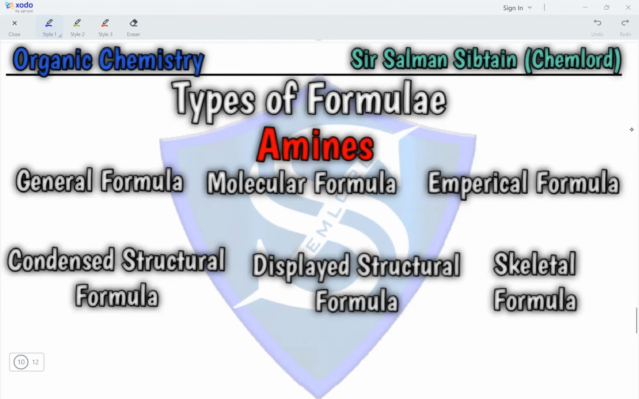Next, we'll be looking at the types of formula of amines. A four carbon amine would be butylamine, or it could also be called aminobutane. So the general formula for amines would be an R group attached to the functional group, which is NH2.